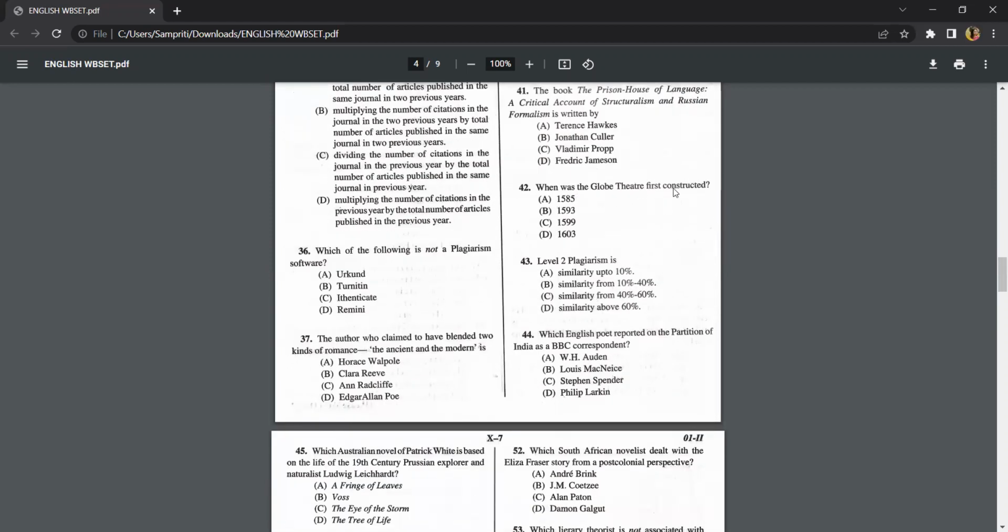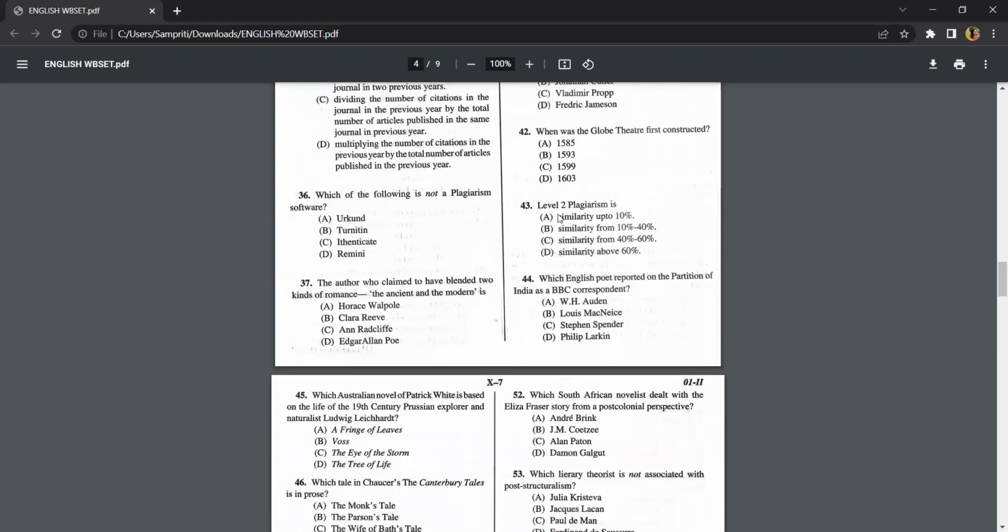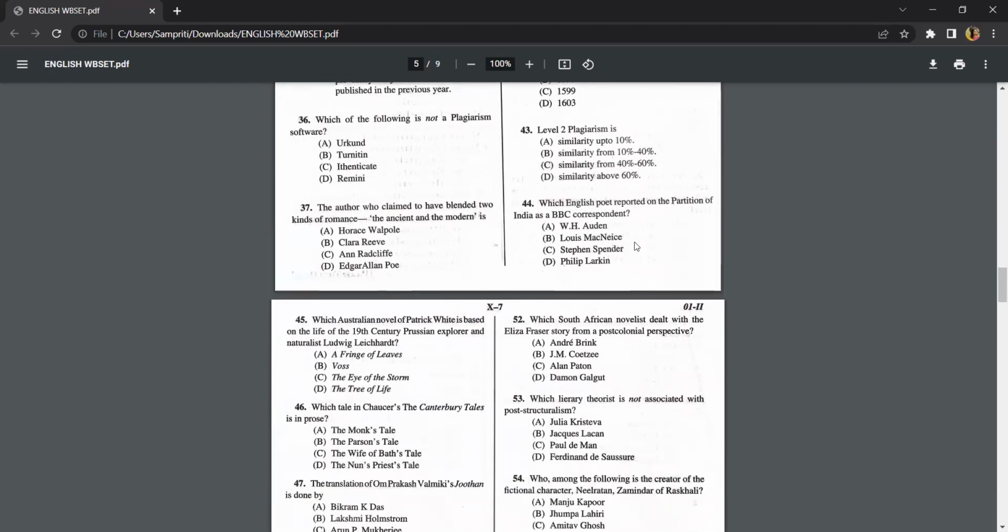When was the Globe Theatre first constructed? 1599. Very crucial age. 1599, option C. Level 2 plagiarism is option C, similarity from 40 to 60%. Which English poet reported on the partition of India as a BBC correspondent? Option A, W.H. Auden is the answer.